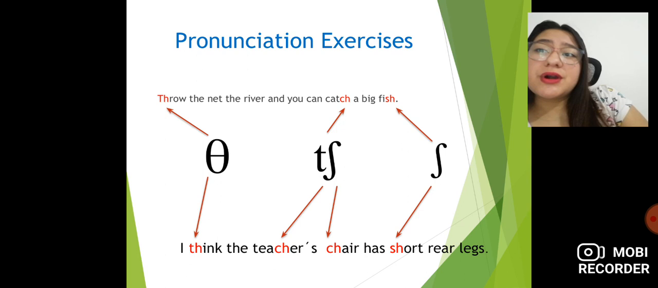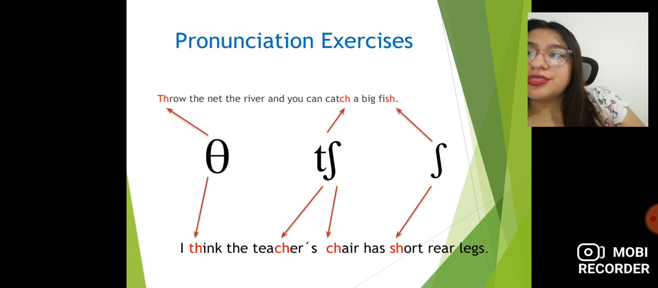Okay, pronunciation exercise. The three consonants. Okay. Surround the net, the river, and you can catch a big fish. Surround the net, the river, and you can catch a big fish.